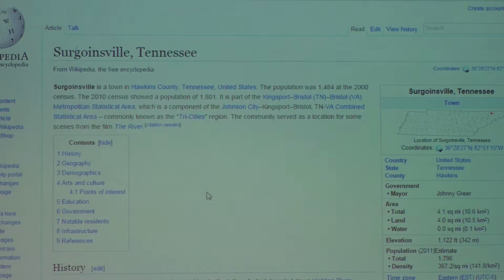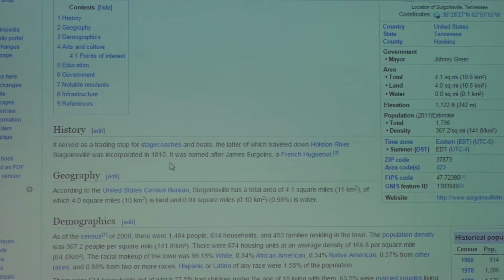Okay, so those are all important things. Why? Because they're going to tell us where the records primarily may be located. Here we have the county, Hawkins County. We go down here to the history and find out that it was incorporated in 1815 and was named after a French Huguenot. Now that's telling us even more information that we want to know about the town, because it tells us perhaps some of the ethnic people who went in there, tells us when we can start looking for records from this area.